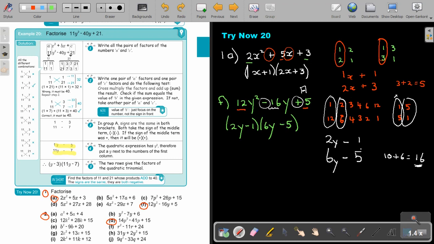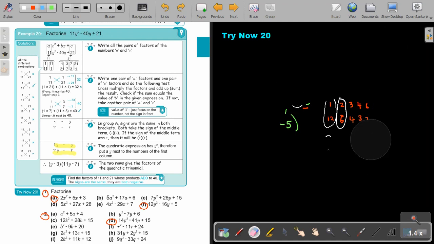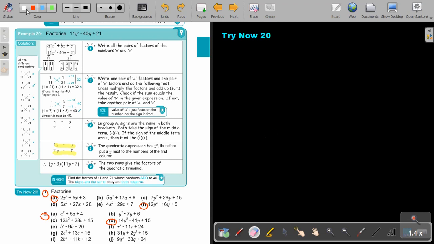Okay. Yes, and now we move on to try number 2. I just want to check quickly this one. Okay, 2y minus 1, 6y minus 5. Okay, number 2D. I'm just going to clean here. Oh, small. I think I'm going to give space here. I always struggle. Okay, let's just make it better. Okay. And this is going to be 2D.